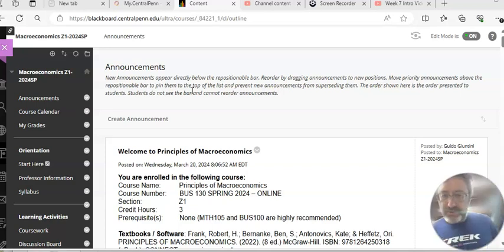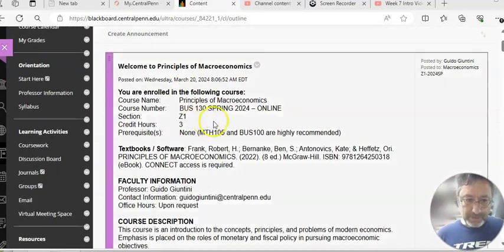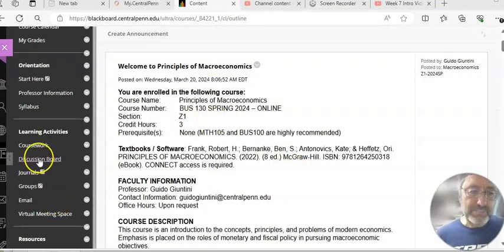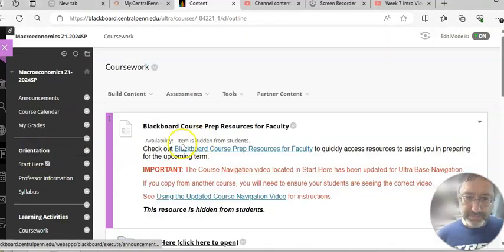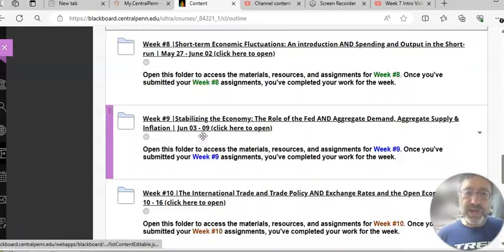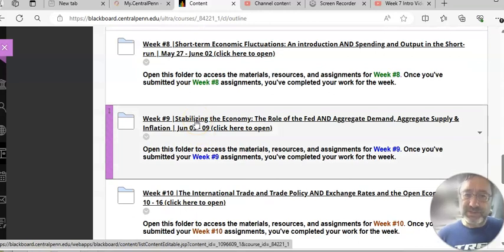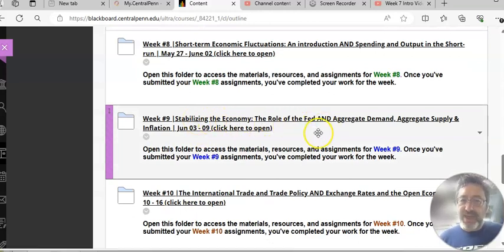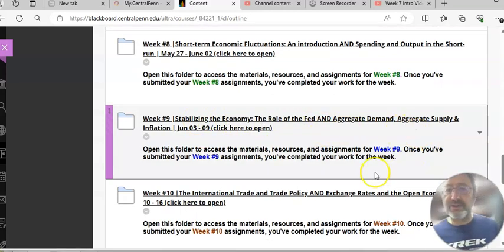So today I want to talk about a couple of things. First one was this week. This week we cover 2 chapters. So if you go to coursework again, you will see here that when you go to week 9, you will talk about stabilizing the economy, the role of the Fed, and aggregate demand, aggregate supply, and inflation. So this is important.